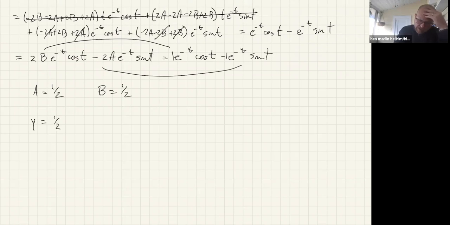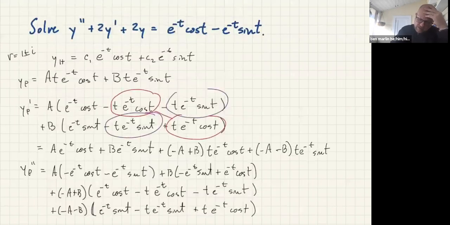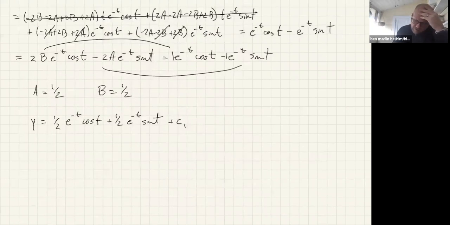1/2 e to the minus t. I think a went with cos. Oh, it doesn't matter because they're the same thing. t sine t. Okay. And then plus c1 e to the minus t cosine t. I did not write my t's down here, folks. Sorry. E to the minus t cosine t plus c2 e to the minus t sine t.